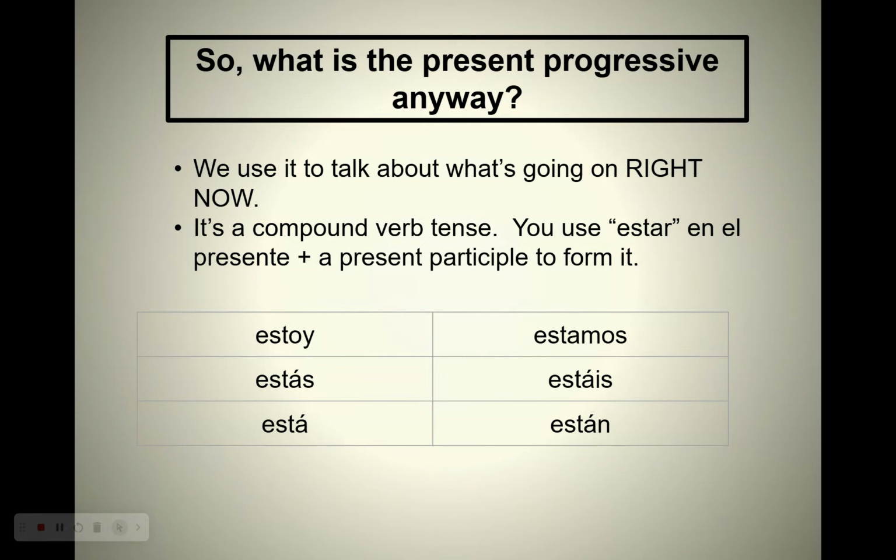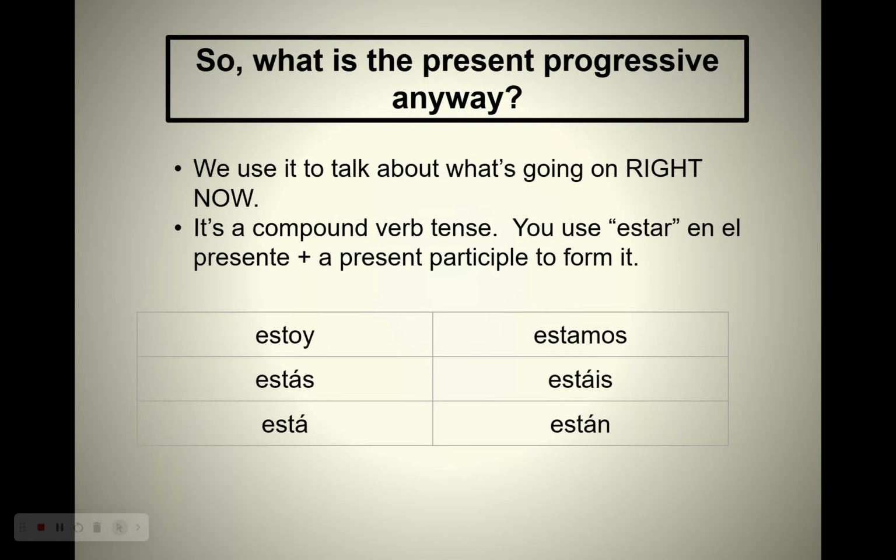This is a compound verb tense, which means you have a helping verb, that is your form of the verb estar here, plus the present participle, which is the ing form of the second verb, to form the present progressive. And as we get situated, it's very important to remember that you always need to have a conjugation of the verb estar in the present to form the presente progresivo, present progressive.